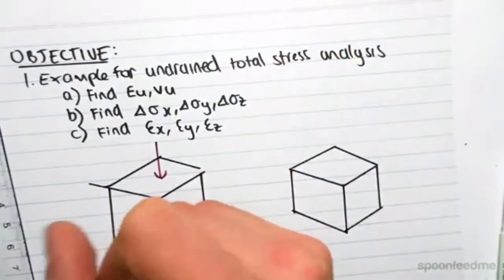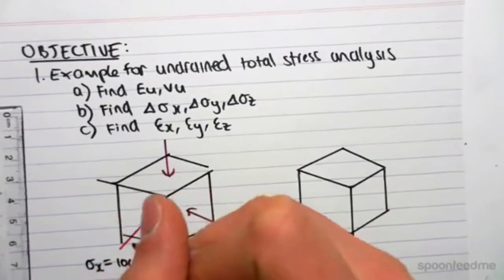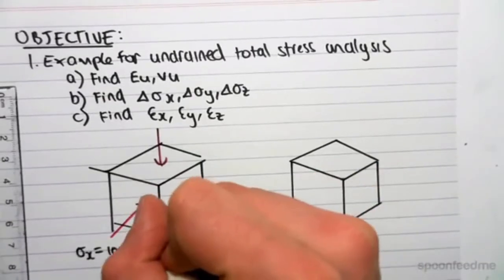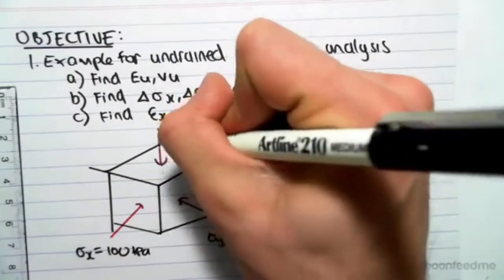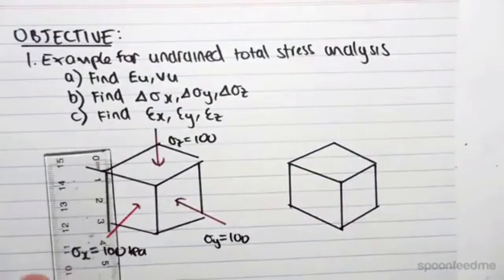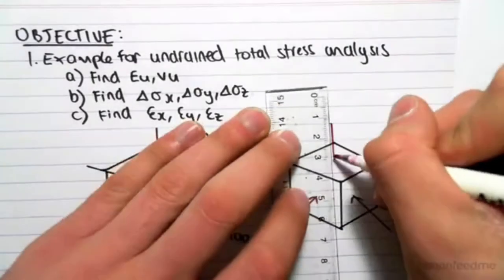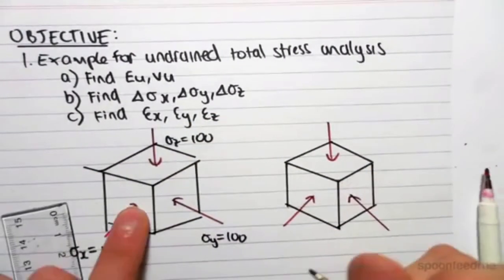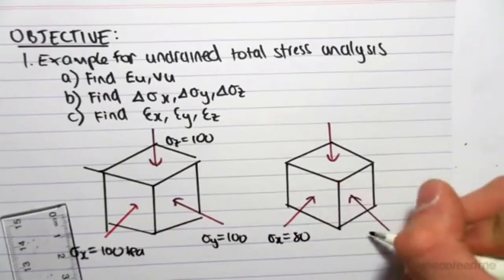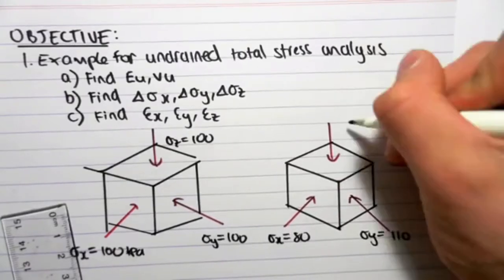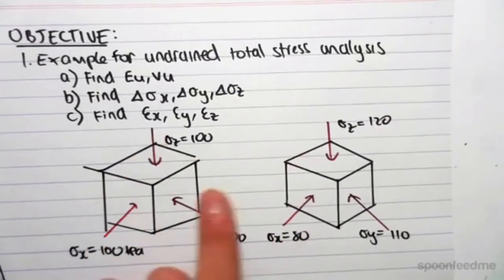initial stresses of sigma X equaling 100. This is in kPa. Sigma Y equaling 100, and we'll make sigma Z equal 100 as well. Let's then increase and decrease these values. So say we were given that the new values now, so this is the initial, and now we've done something to it such that sigma X now equals 80, sigma Y now equals 110, and sigma Z now equals 120. So you can see that some values have increased and some values have decreased.